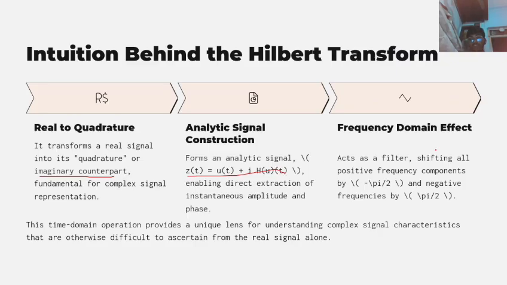Next, frequency domain effect. It acts as a filter shifting all positive frequency components by minus pi by 2 and negative frequencies by plus pi by 2. When we apply the Hilbert transform, it shifts by 90 degrees.